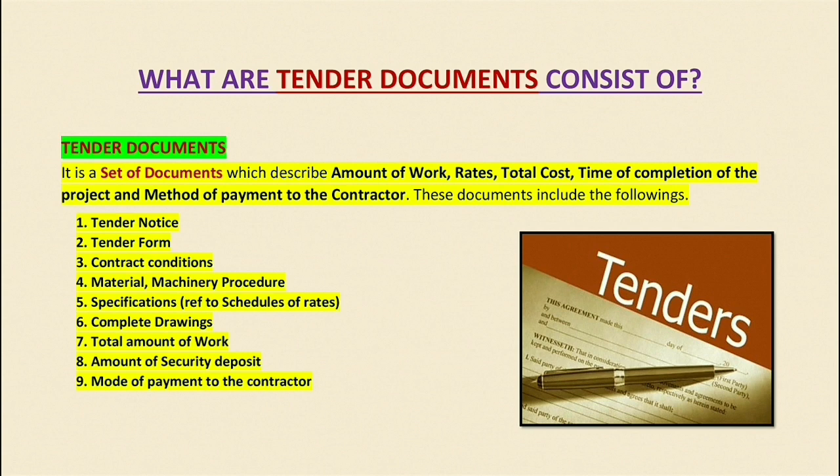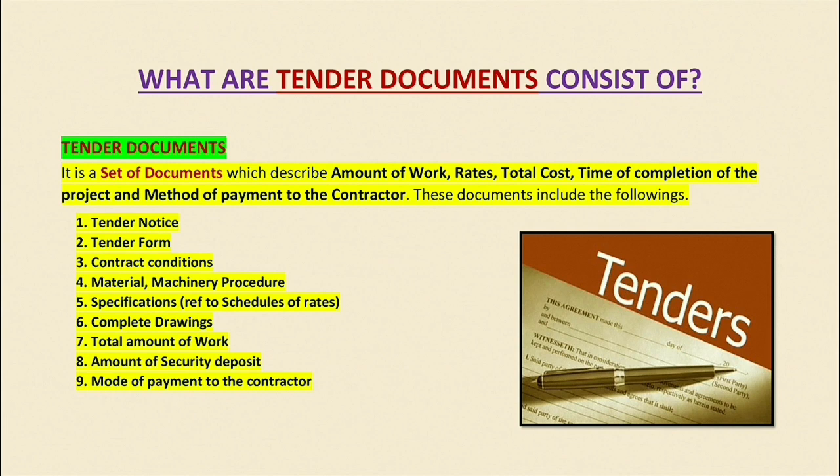The third is contract conditions. All the contract conditions that we want to make with the contractor are mentioned there, like which type of contract, and I will tell you all the types of contract in detail in my next video. So which type of contract we are making with a contractor, all the contract conditions are mentioned in the tender. Materials, machinery, and procedure are also mentioned in the tender, because we want to inform our contractor by whom the machinery and material will be supplied. And also the specifications are mentioned there.